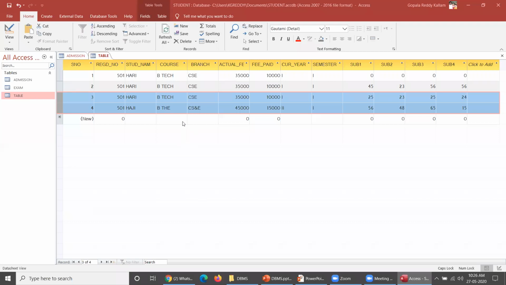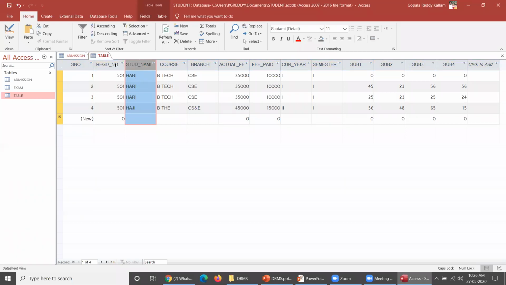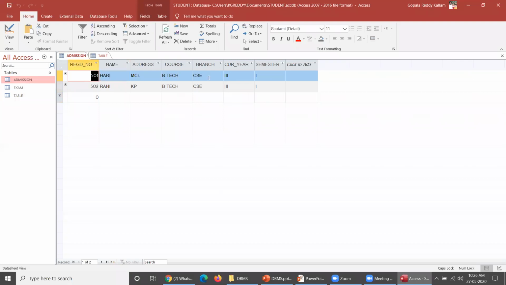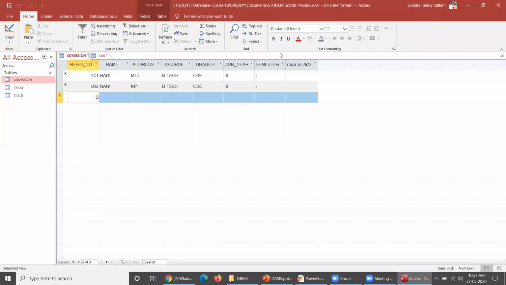If you save this particular data exactly once somewhere else, then there might not be any inconsistency. So how could this happen? Let me come to admission. You can see in admission, Hari will be accessed only one time, and if you take 501 one more time, it could not be accepted. Observe this. Let me enter HARI and then MCL, and he is also taking BTech and then CSE, third year, first semester.